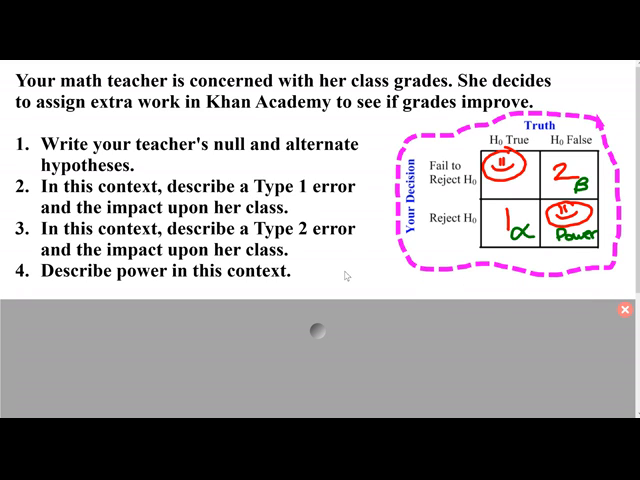Hi, everybody. We're going to be looking today at the idea of type 1 and type 2 errors when we look at hypothesis testing, and also the idea of power. So over here, we have a generic look at what a type 1 and type 2 error might look like. Anytime we do hypothesis testing, we have this thing called the null hypothesis.